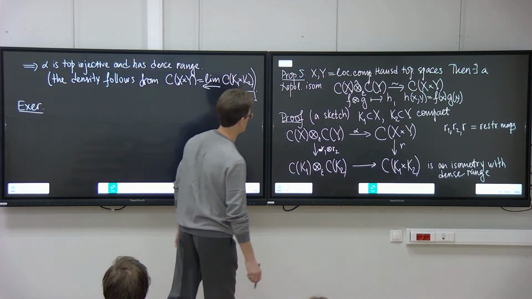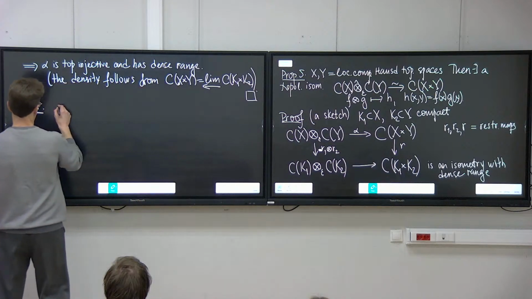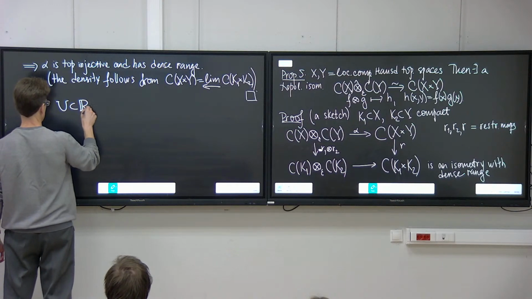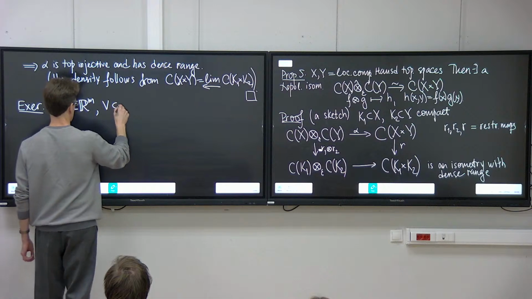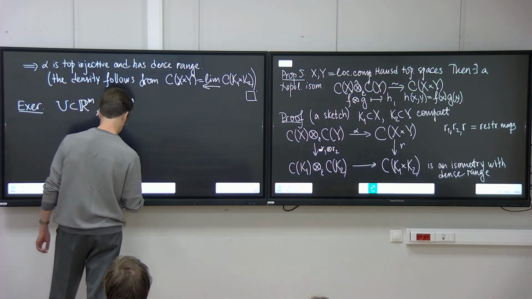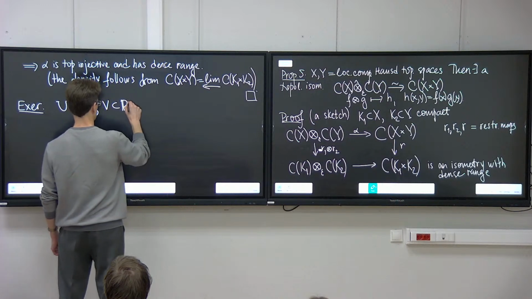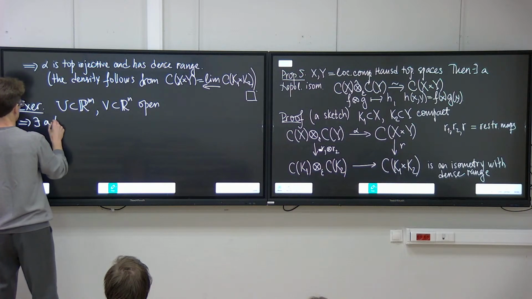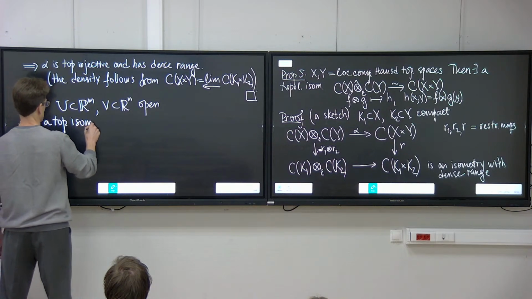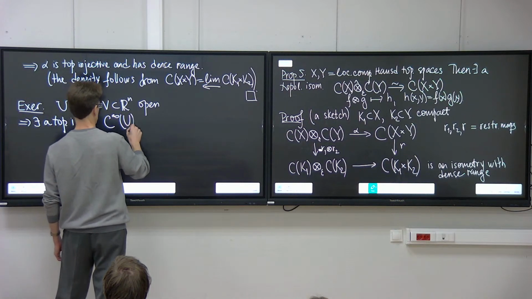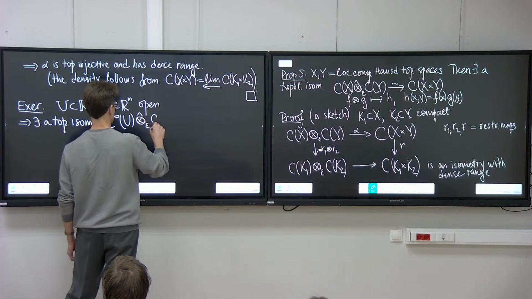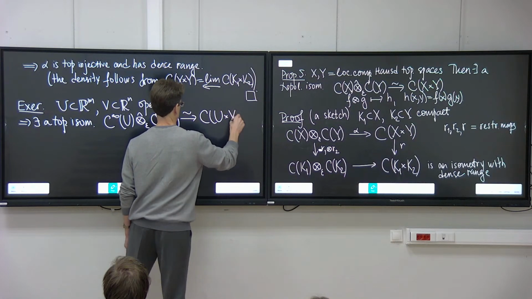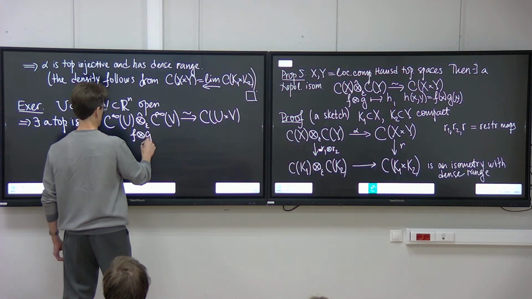By using a single argument, we can prove the following result. This is an exercise for you. You have a pair of open subsets, U in Rm and V in Rn, open sets. Then there exists a topological isomorphism between the injective tensor product of the spaces of smooth functions on U and V respectively, and the space of smooth functions on the product, which is given by the same formula.